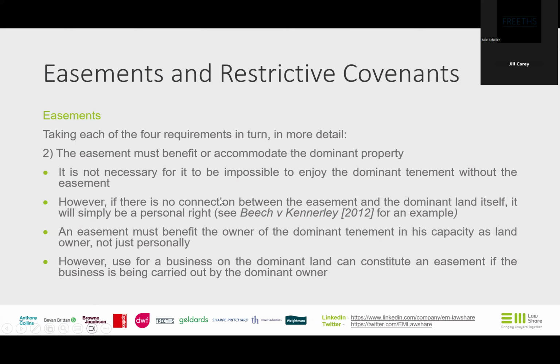An easement must benefit the owner of the dominant tenement as the landowner of that property. So it's not just a personal right, it's got to actually be something that goes to the heart of his owning the property. But if the easement is being used because there's a business on the dominant land, that will satisfy it, provided that the business is that of the person who owns the dominant land.